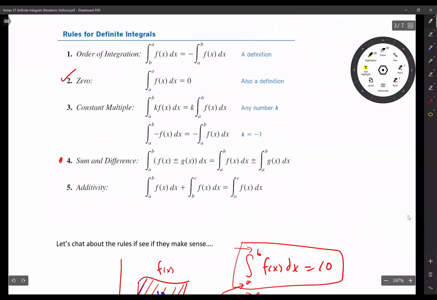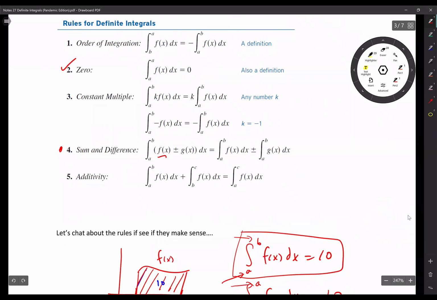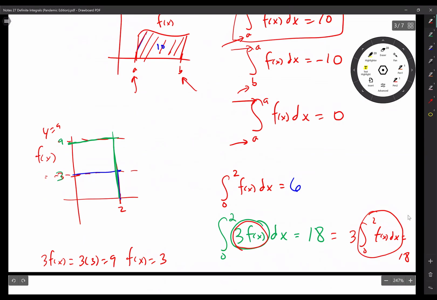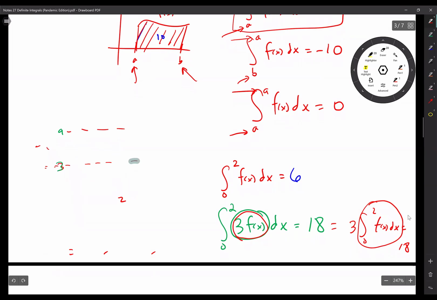Sum and difference rule, that just means you can break them apart just like derivatives and limits. I don't think it's a huge deal. And then the additivity rule, that one is kind of a big deal. Do I have enough space? Yeah, I'll just make some space. I'm going to erase this part here, guys. I still can't believe that it crashed. Maybe it's time for a new laptop.